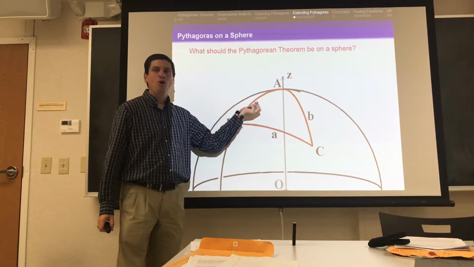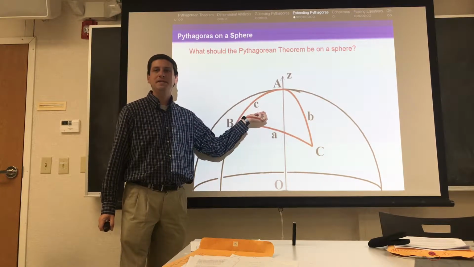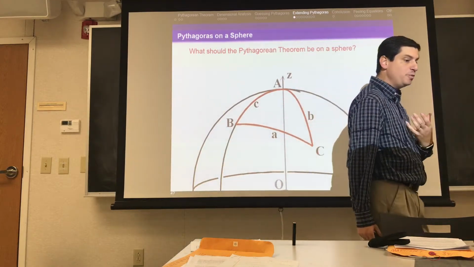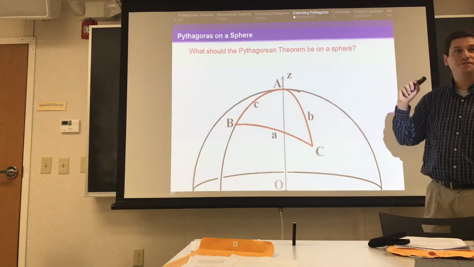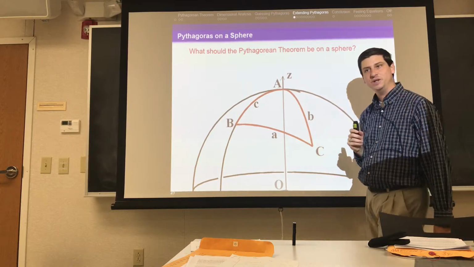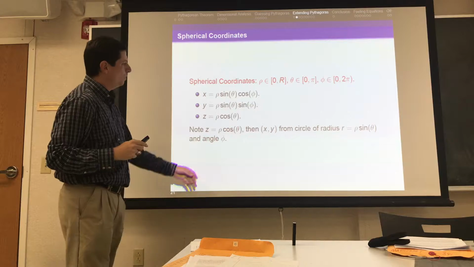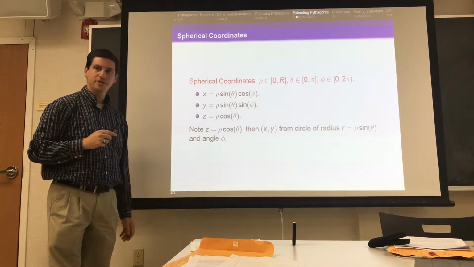Over very small portions, if it's a tremendously large sphere, it will look flat. And then whatever formula you have for Pythagoras on a sphere should reduce to Pythagoras on a plane. So we have some idea. So I'm going to write down spherical coordinates.